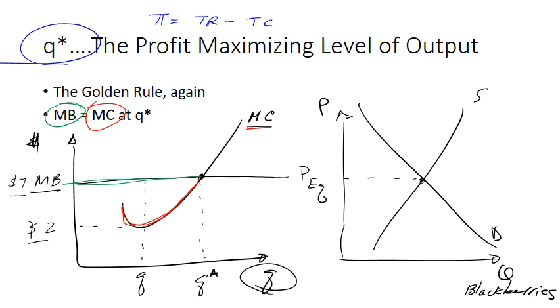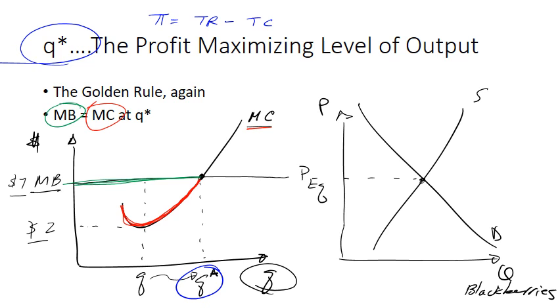Of course, every single Q all the way to Q star is going to have a higher MB. You can see that I've outlined it here in green. Then it will have a marginal cost, which is what it's going to cost you to acquire it. You're going to stop when you get to Q star. Q star is your optimal point.